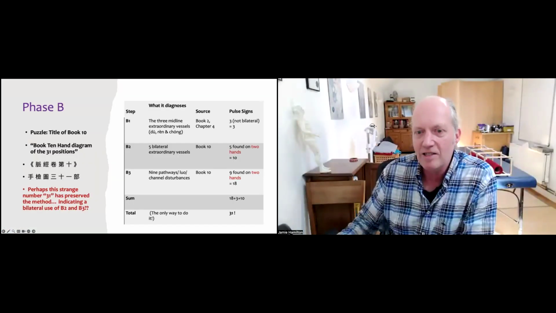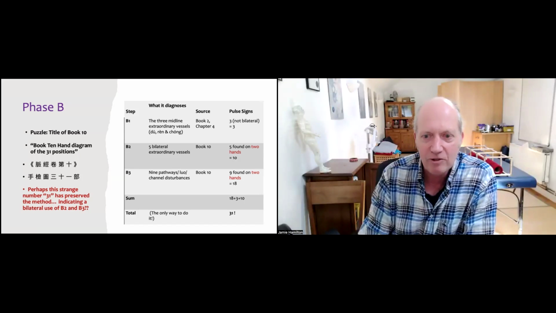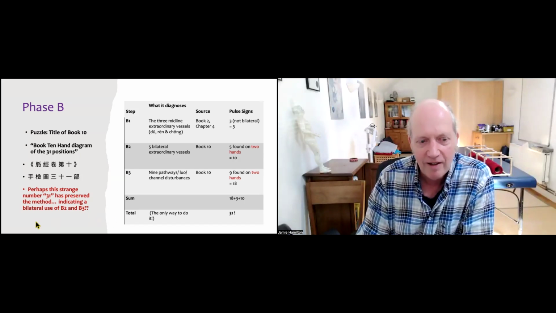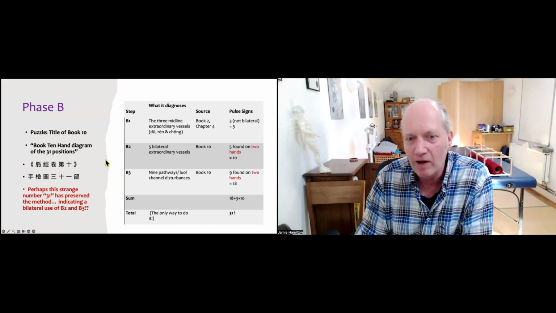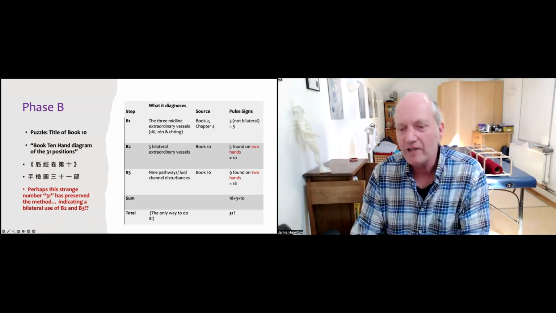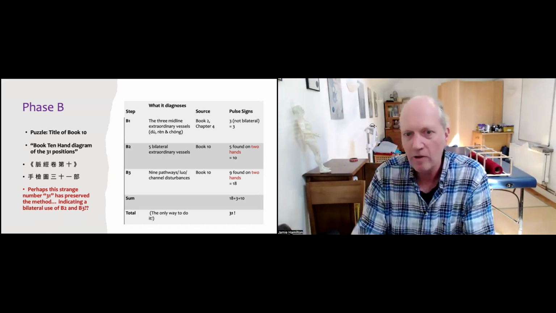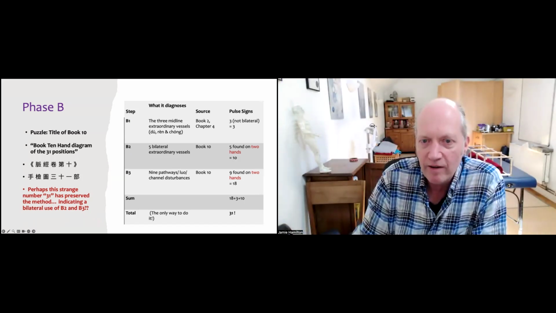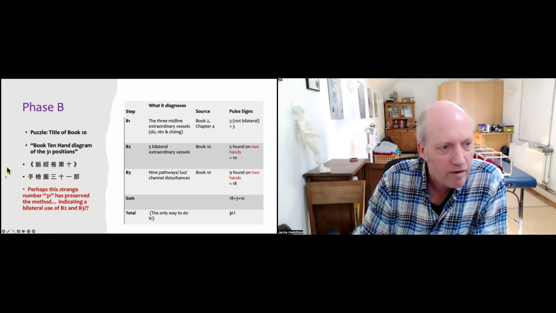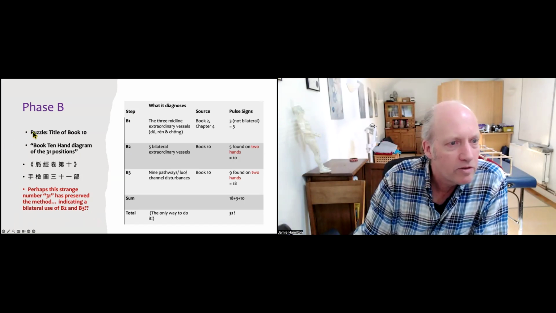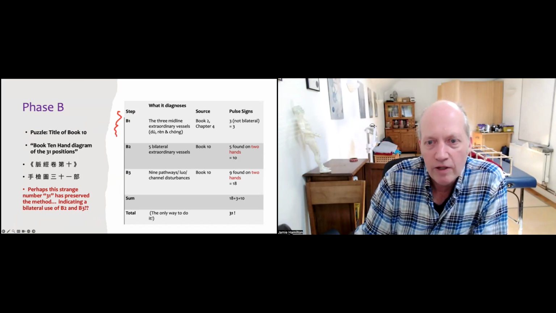Okay, this is the puzzle of the extraordinary vessels, and I think this is kind of interesting. Basically, why is it 31? Why do they use this number 31? The answer is that you have 3 extraordinary midline vessels, which are the Du, Ren, and Chong. Let me use a pen. The Du, Ren, and Chong, that's 1, 2, and 3.